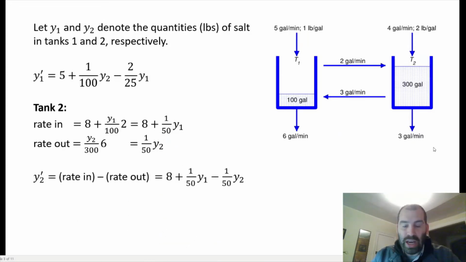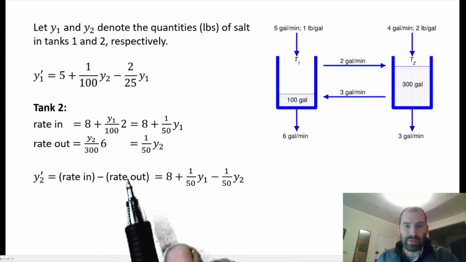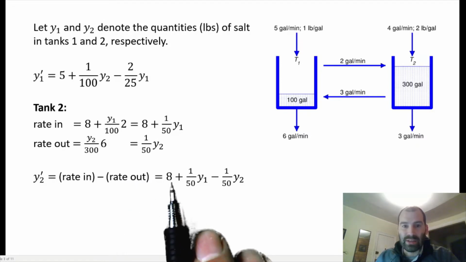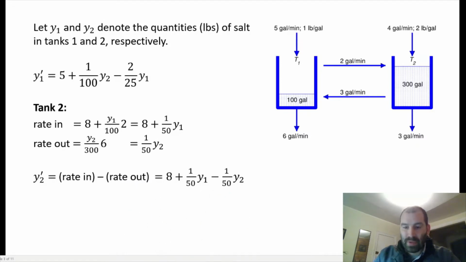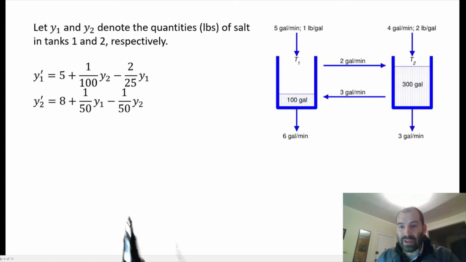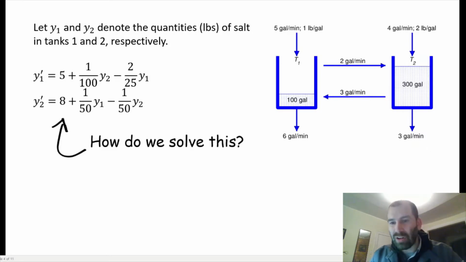The rate of change for tank 2 is therefore rate in minus rate out. And so we get this differential equation. Putting those together gives us a system of differential equations. So this type of problem is precisely the problem that we want to deal with. But the question is, how do we solve this?